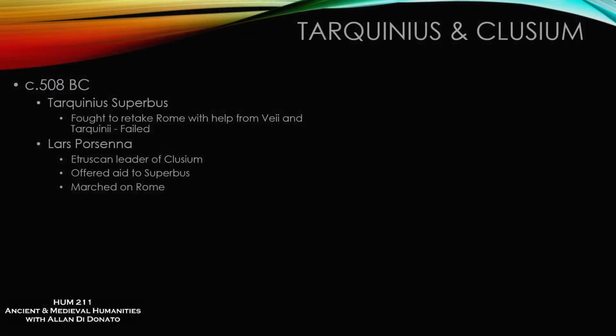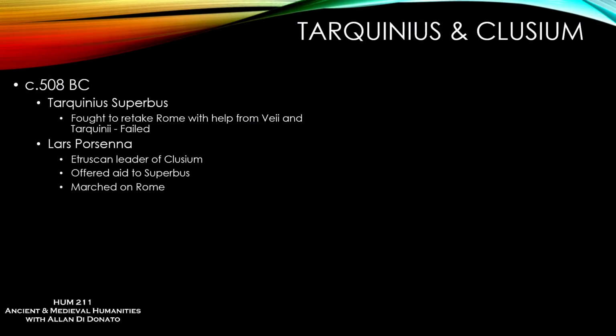Now, with Rome expelling the kings, the story is that the last king, Tarquinius Superbus, decides to get some support to be put back on the throne of Rome, and he goes back to the Etruscan cities in the north to help him do this. Apparently, he fights to take Rome with the help of the city of Veii and Tarquinii and fails to do this, and then later turns to the city of Clusium, whose leader, Lars Porsena, marches on Rome. And the story is he offers aid to put Tarquinius Superbus back on the throne.